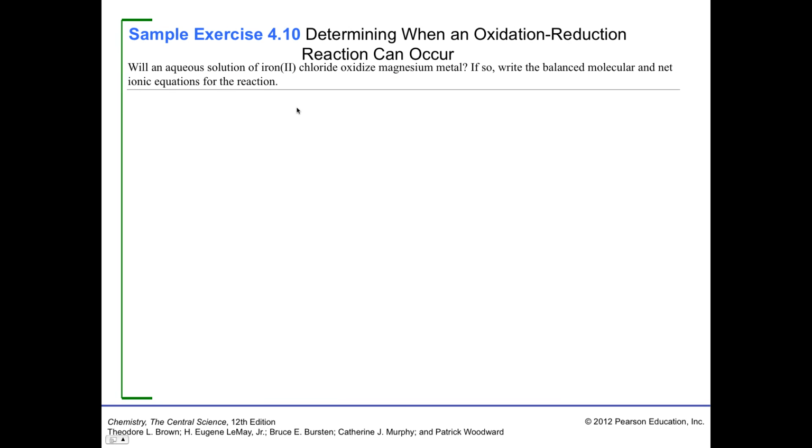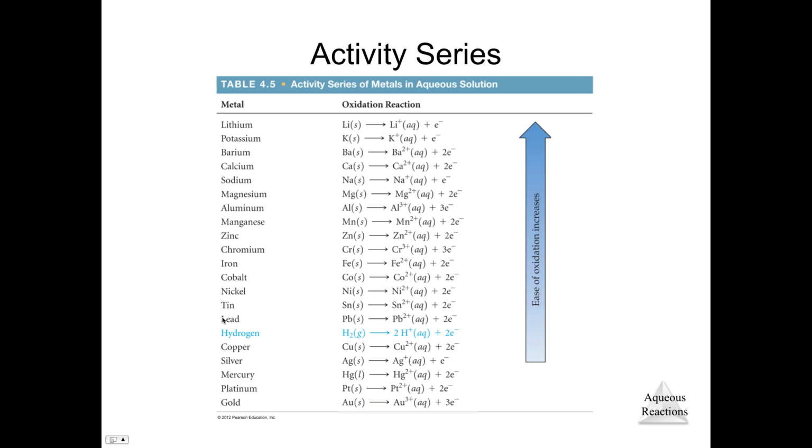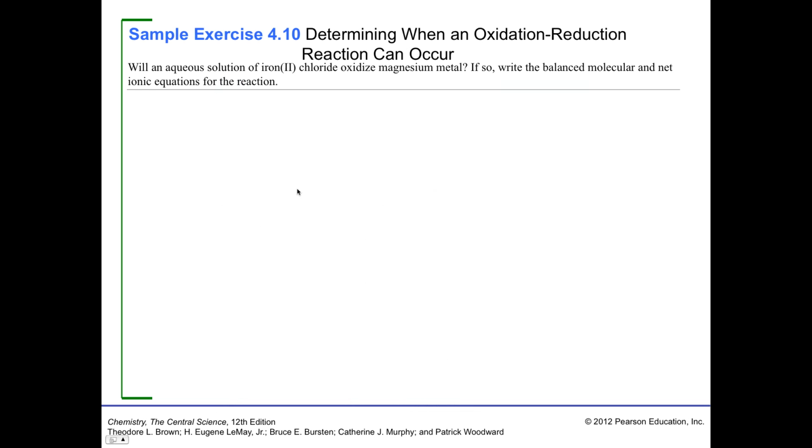So here's another problem. Will an aqueous solution of iron(II) chloride oxidize magnesium metal? Okay, so let's go back one slide. Magnesium metal is here. Iron(II), or iron, is here. So the ion of iron is below magnesium. That means the iron(II) ion will oxidize magnesium. So this reaction will take place.